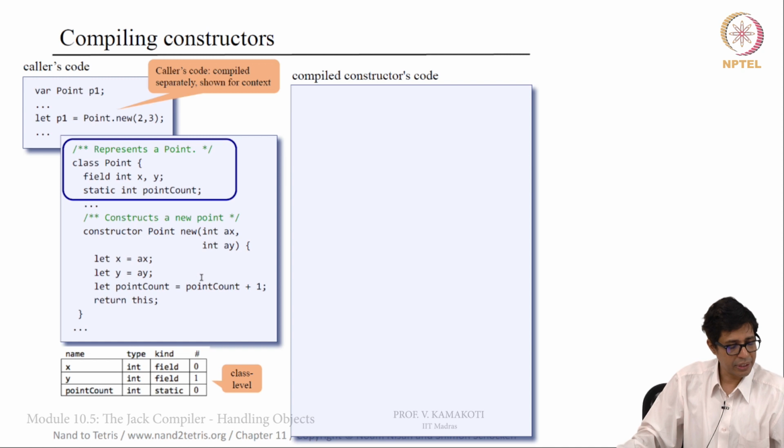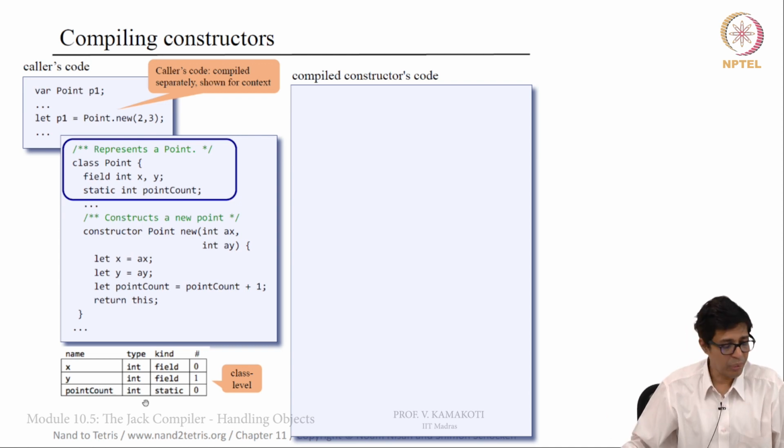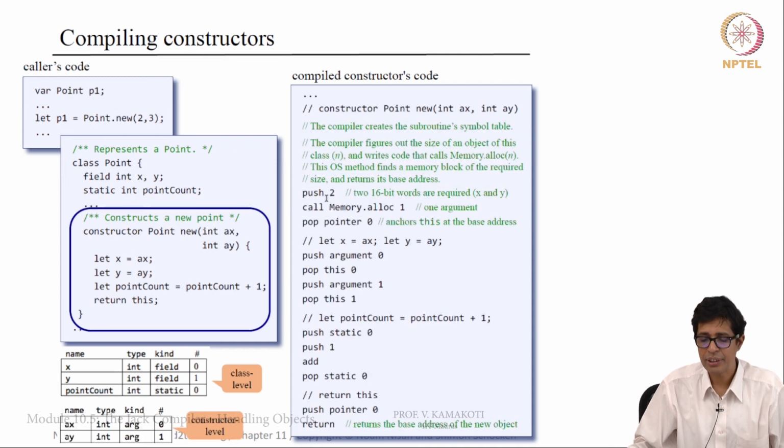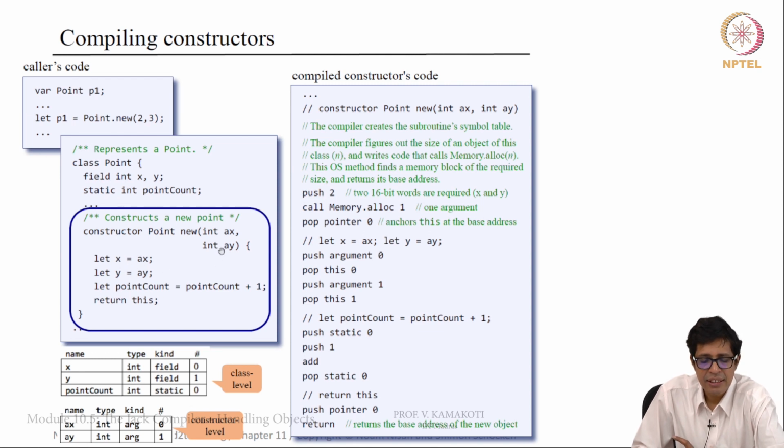So this is what is happening. Now when point got compiled, x and y are field variables, and without loss of generality your point count is stored at location 0 in static. It can be in some other location also. Now when I say point.new 2, 3, this will start executing. So your VM code is something like this. So first and foremost, since it is a constructor, there are 2 arguments to this. So we just first say push 2.